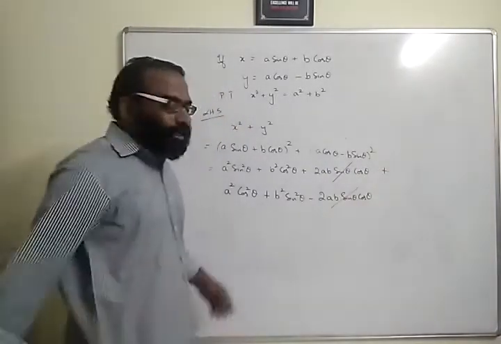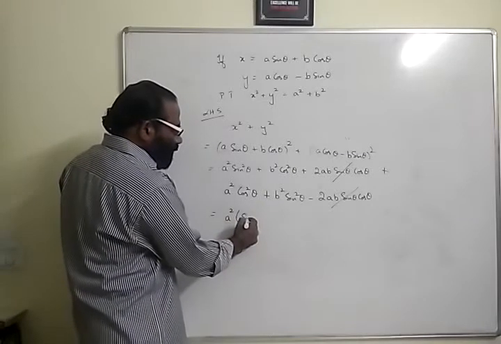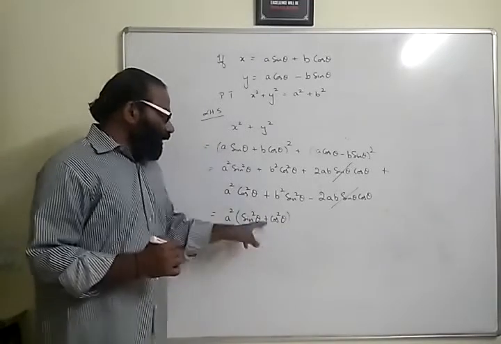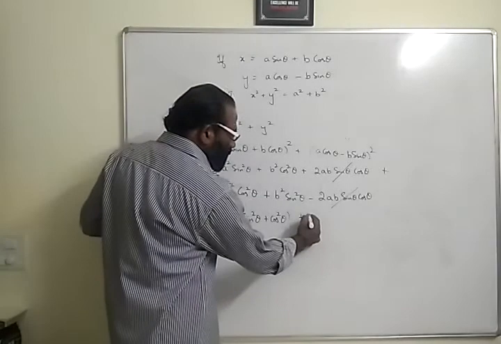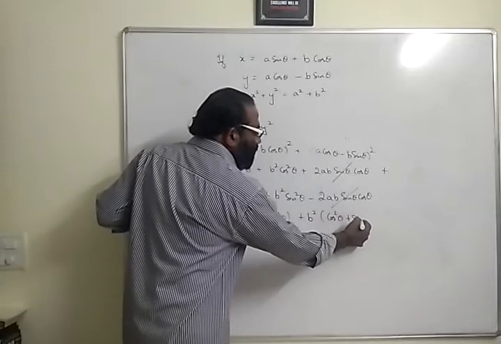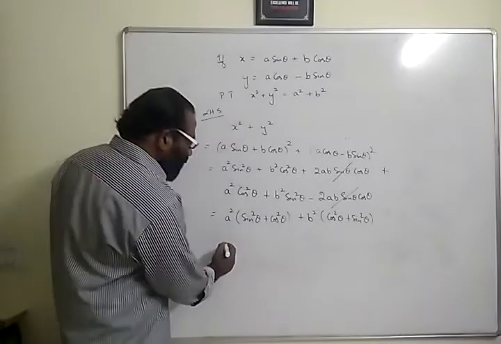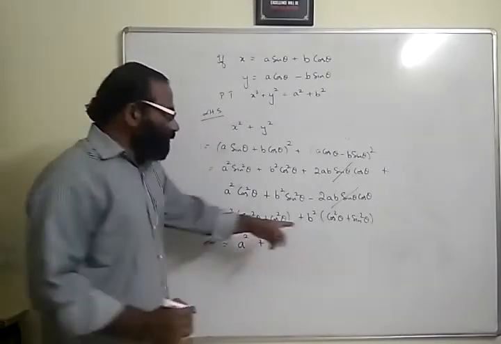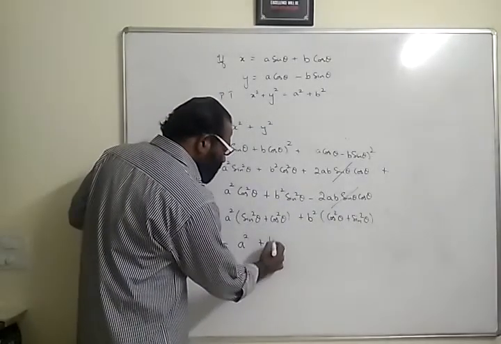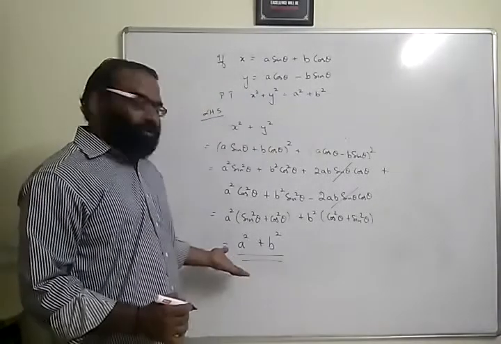They get cancelled out, and then here we have a square into sine squared theta plus cos squared theta. I am taking a squared common and writing these two within the brackets, plus b squared into, similarly I can write it as cos squared theta plus sine squared theta. So we know sine squared theta plus cos squared theta is 1, so I can write it as a square plus, similarly cos squared theta plus sine squared theta is also 1. So I have equals a squared plus b squared, which is the right hand side over here. So we have proved it.